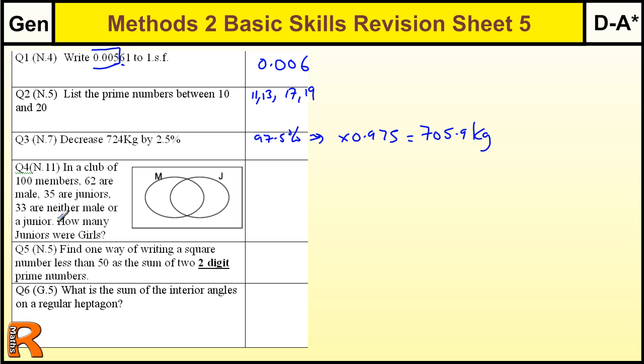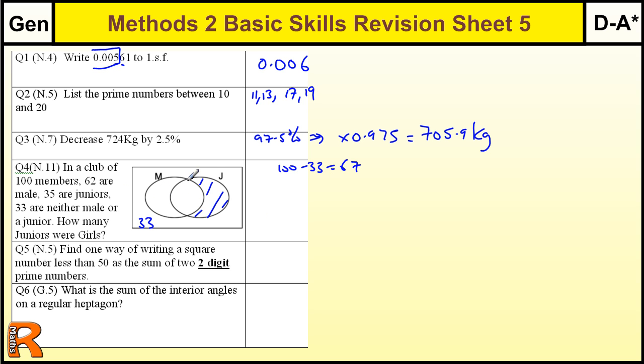Question 4. Using a Venn diagram to solve the problem. We have a club of 100 members, 62 males, 35 juniors, and 33 are neither male nor juniors. So how many juniors were girls? We want to work out how many are in this section here, because they're the juniors that are girls. If we fill in the rest, we've got 33 who are neither male nor junior. So we've got 100 minus 33, which is 67, left to fill into this grid here.